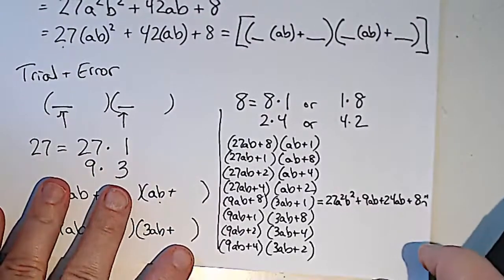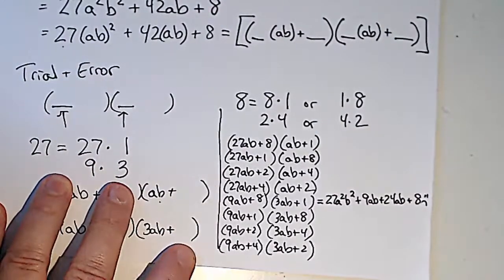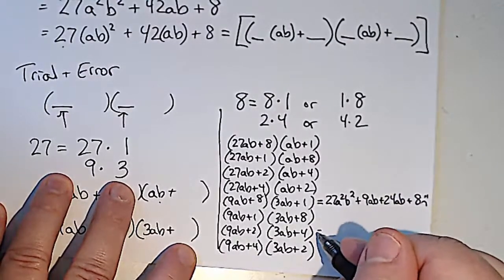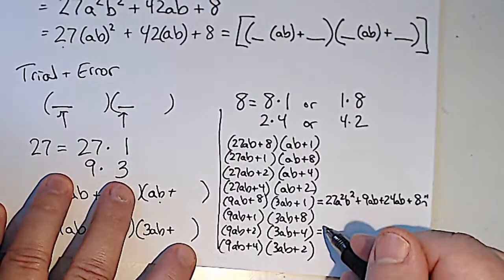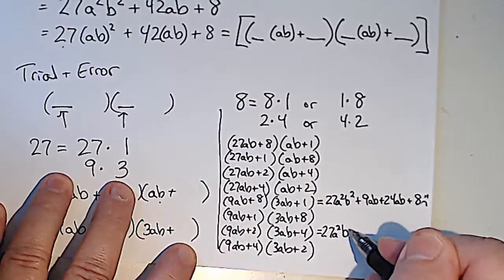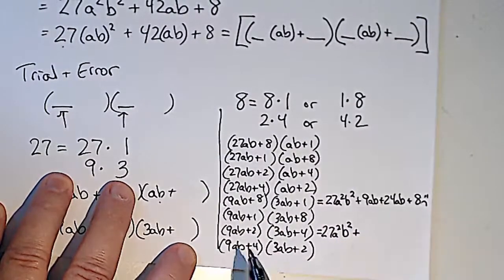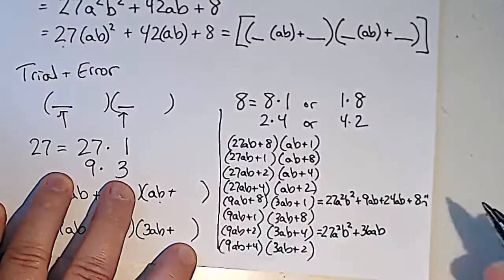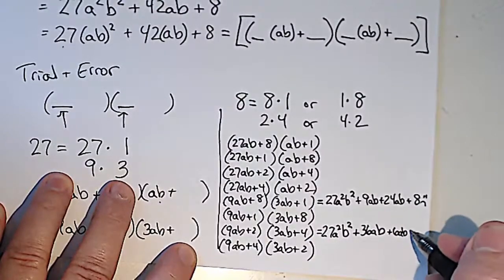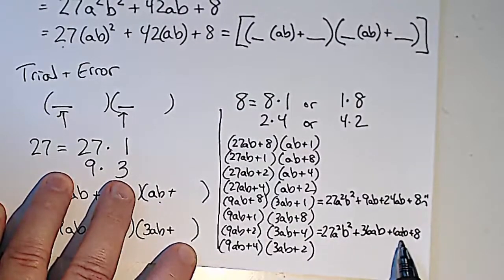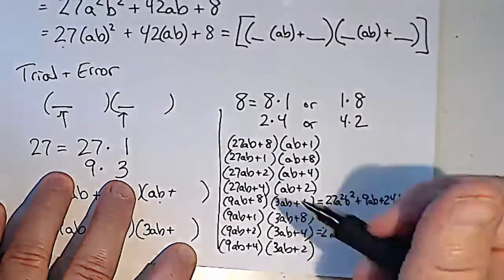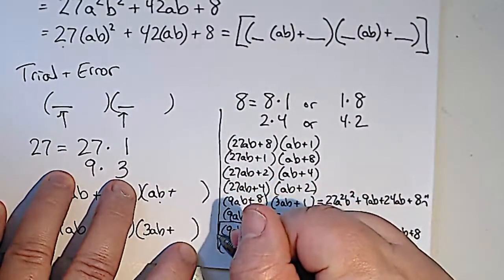Okay. So you just try all of these. And either you see it ahead of time or you don't. This one, let's try this one. Let's just get lucky. 27a squared b squared plus 9 times 4 is 36ab. 2 times 3 is 6ab plus 8. 36ab plus 6ab. Oh my goodness, it's 42. What's the chances that we would have found it on the second try?